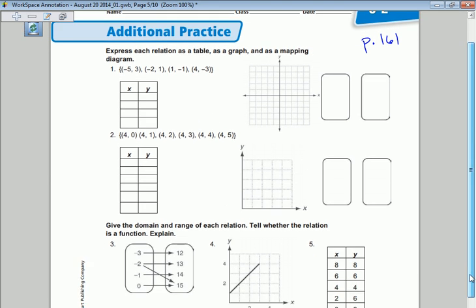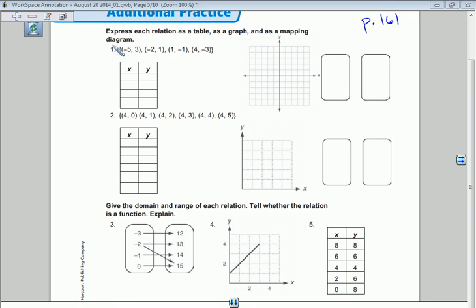Alright, let's take a look at number 1 here. And here we're given the set of ordered pairs. Well, we could write that as a table. You guys know how to do this. This is nothing new.